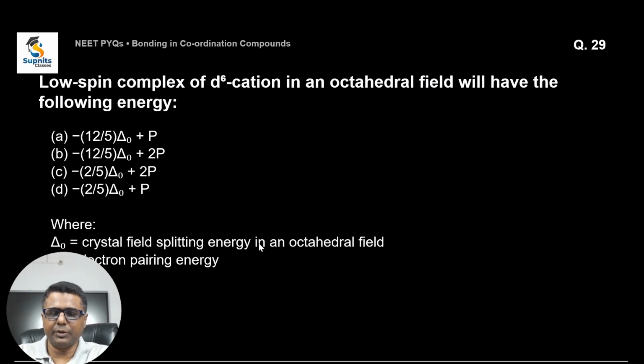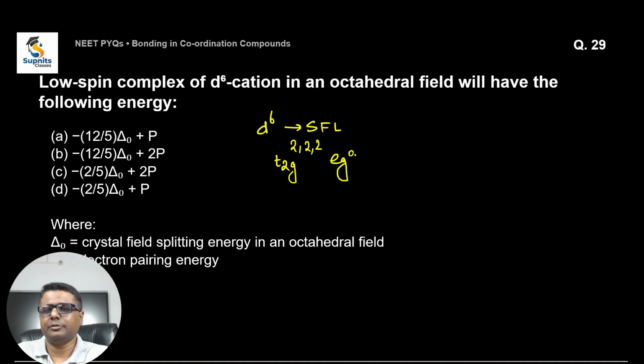Next question, important question. d6 low spin. Low spin means, please write down, strong field ligand. Now filling t2g: d6 is 2, 2, 2, and eg is 0. Now if it was not a strong field ligand, then it would have been t2g 2, 1, 1, and eg 1, 0. Clear? So extra pairing is 2 extra pairing.